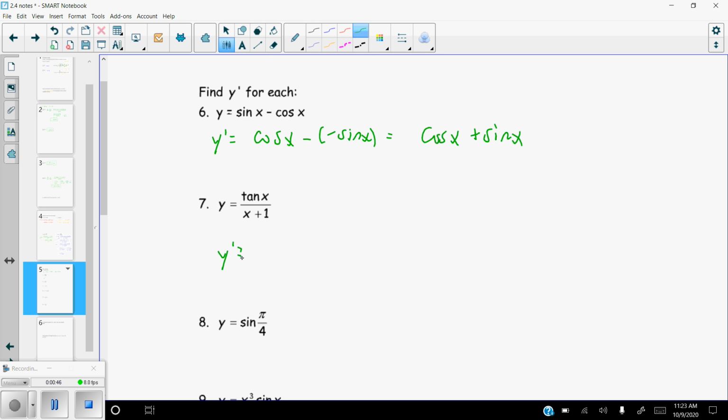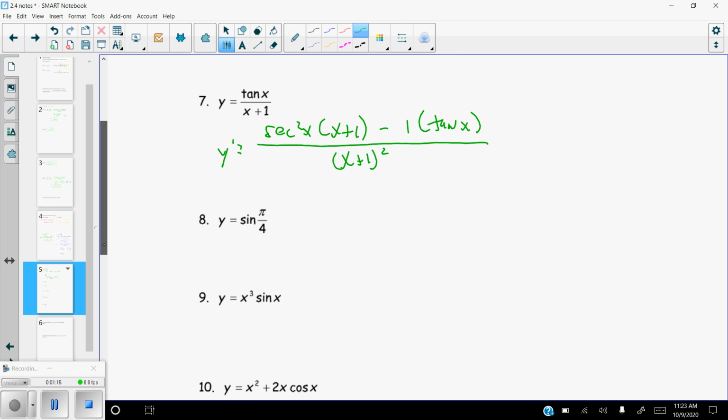In number 7, y prime is going to be the derivative. This is a quotient rule, the derivative of tangent. So the derivative of the top is secant squared x times the bottom, x plus 1, minus the derivative of the bottom, which is 1, times the numerator, tangent x, all over x plus 1 squared. Okay, pretty much the only thing you could do is distribute the secant squared. In this case, there's really no reason. I think that's pretty clean.